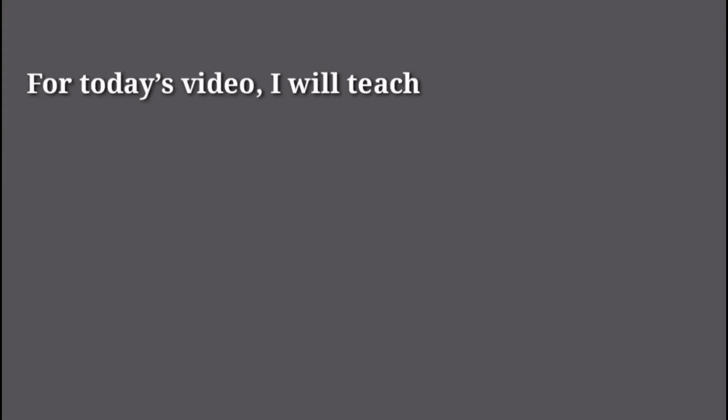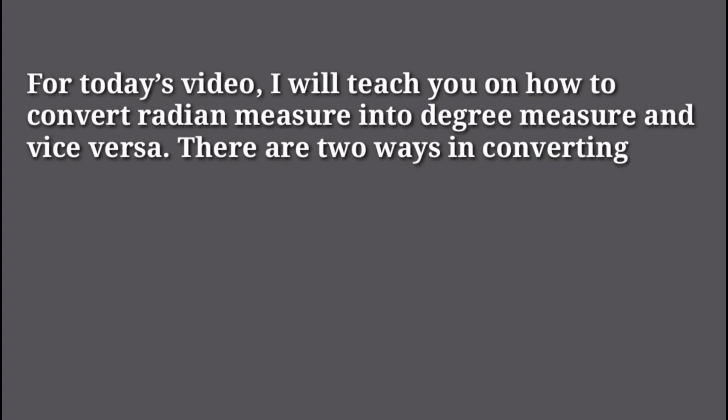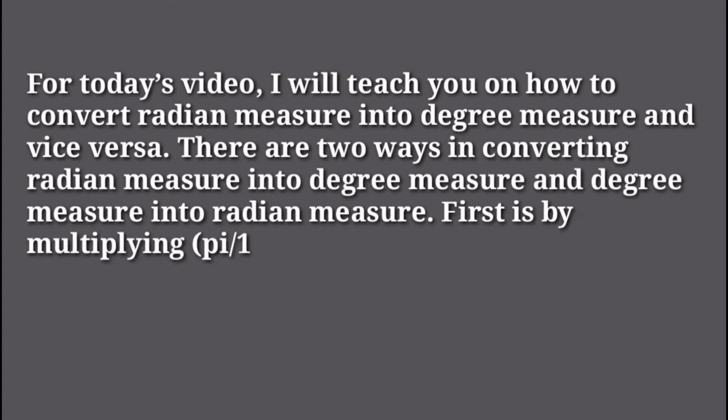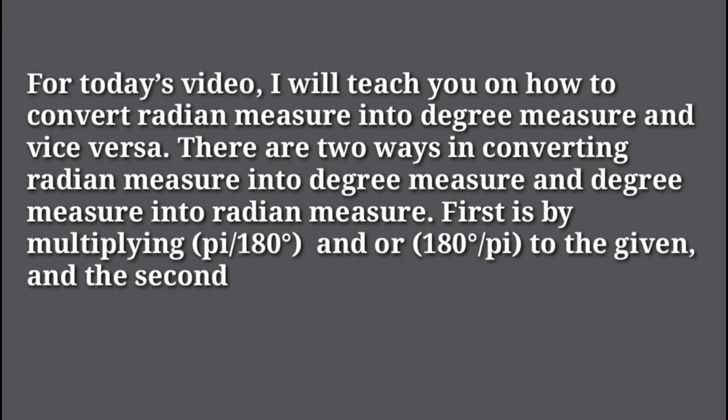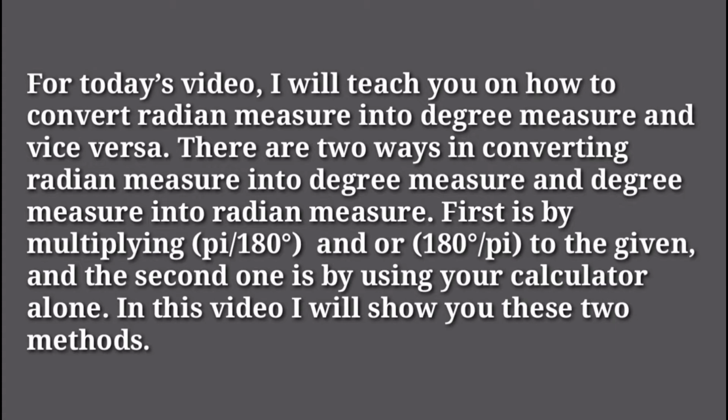For today's video, I will teach you how to convert radian measure into degree measure and vice versa. There are two ways of converting radian measure into degree measure and degree measure into radian measure. First is by multiplying by pi over 180 degrees and/or 180 degrees over pi to the given, and the second one is by using your calculator alone. In this video I will show you these two methods.